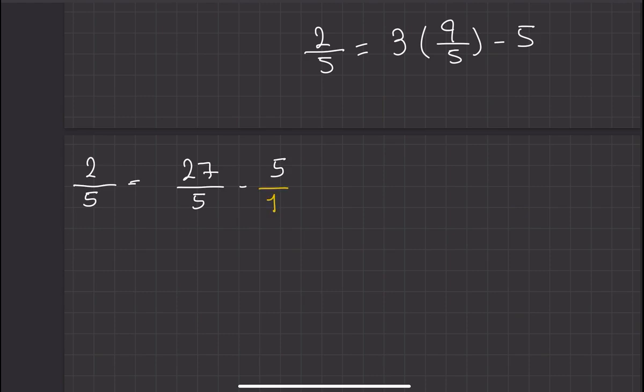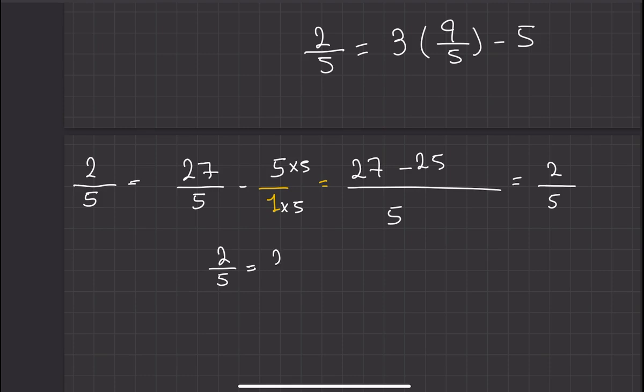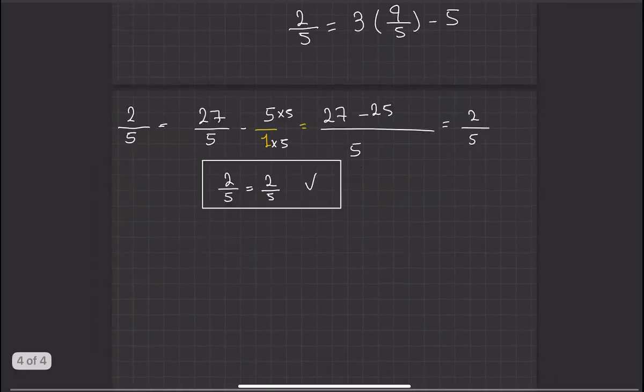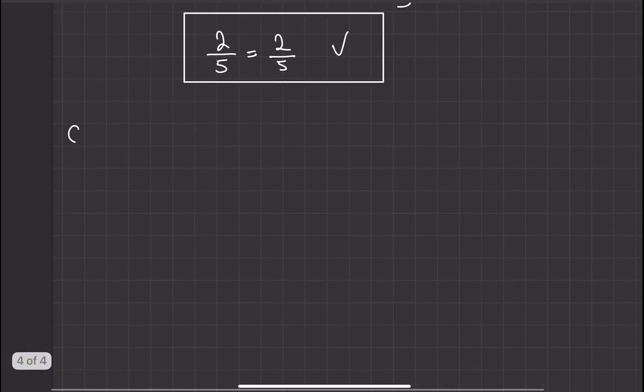You're going to find a common denominator. So it's going to be 5 here. 27 stays the same. Minus, this is going to be 1 times 5, so this is going to be 5 times 5. It's going to be 25. 27 minus 25 is 2, and 5 stays 5. So as you can see, this left side is equal to the right side. So I'm going to write down 2 over 5 equals 2 over 5. So it's correct. This is the result of checking in equation 1. So we're going to check equation 2.